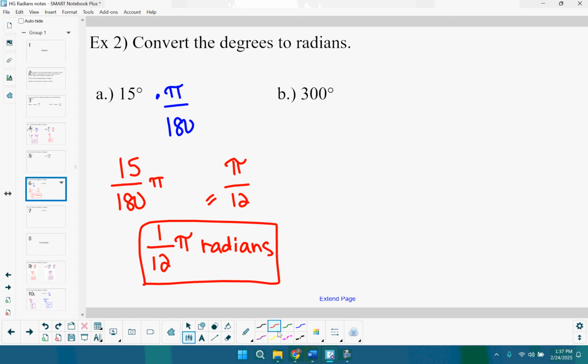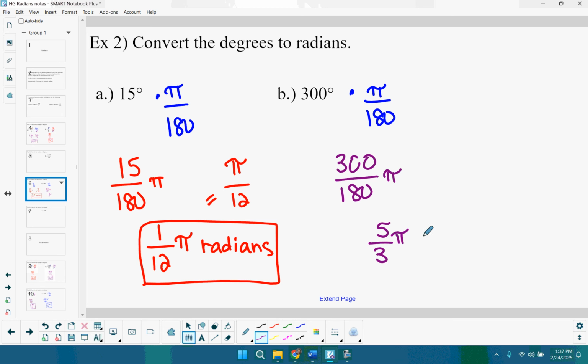Okay, those are equal. So for 300, if I multiply by pi over 180, we're really dealing with 300 over 180 times pi. So we already know the zeros cancel, so it's really 30 over 18. Those divide by 6, so 5 over 3. So 5/3 pi radians.